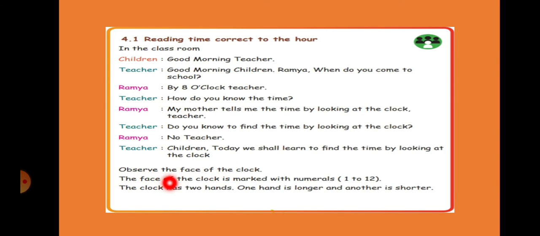Here see, we'll see the numbers 1 to 12 on the clock, and it has 2 hands. One is a long hand, another one is a shorter hand. See, 1 to 12 numbers are there: 1, 2, 3, 4, 5, 6, 7, 8, 9, 10, 11, 12.